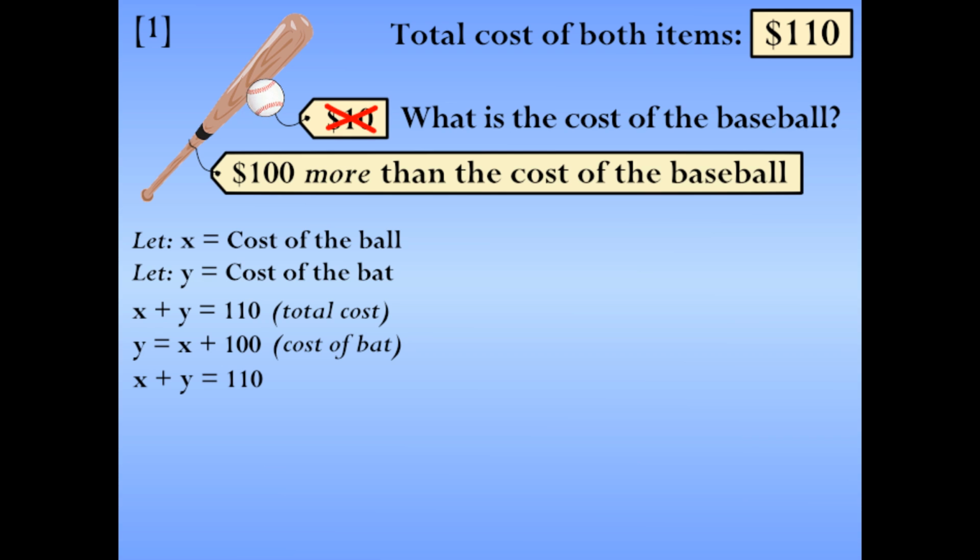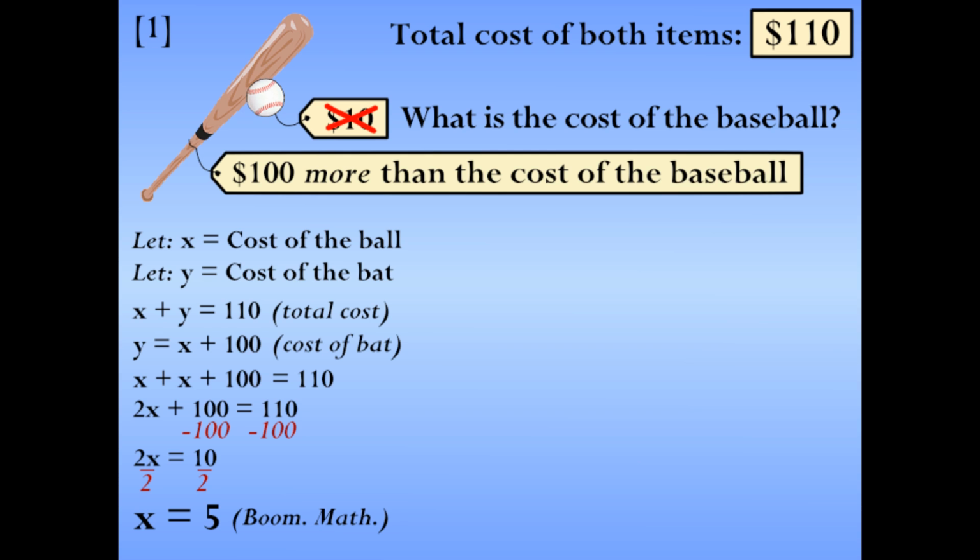We'll start from the first equation here. In the second equation, since y equals x plus 100, that means we can substitute x plus 100 for y using basic algebra. Then we can just simplify that to 2x plus 100 equals 110. From there, we just have to do a little work to isolate the variable x. Firstly, subtracting 100 from both sides, then dividing each side by 2, and we end up with x equals 5, which leaves us with the correct answer. The baseball costs $5.